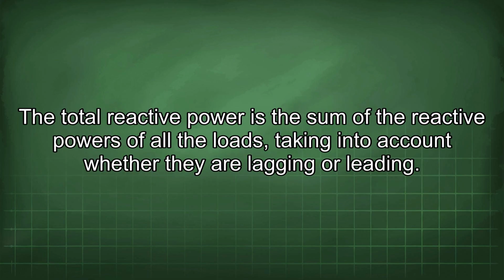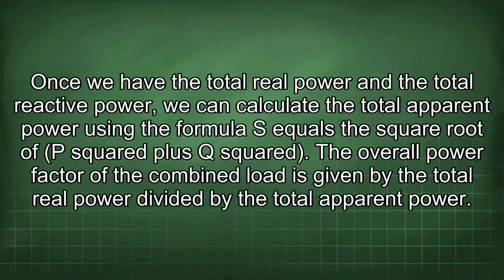The total reactive power is the sum of the reactive powers of all the loads, taking into account whether they are lagging or leading. Once we have the total real power and the total reactive power, we can calculate the total apparent power using the formula S equals the square root of P squared plus Q squared. The overall power factor of the combined load is given by the total real power divided by the total apparent power.